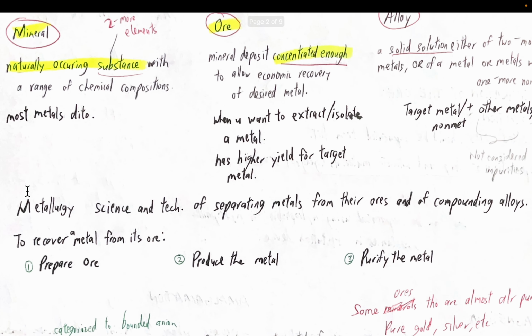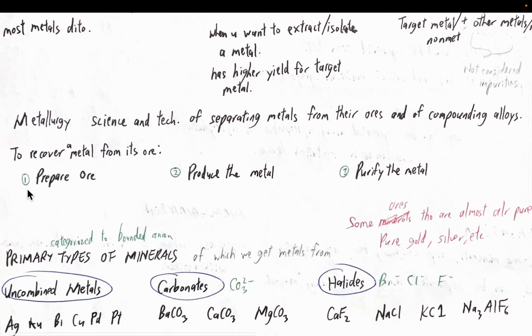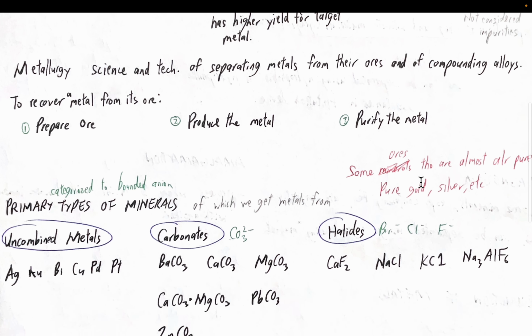Okay, so what is the study of metallurgy? Or basically, what is metallurgy? It is the science and technology of separating metals from their ores and of compounding alloys. So, to recover a metal from its ore, there are three phases, two of which we already discussed: prepare the ore, produce the metal, and the third one is to purify it. More on that later.